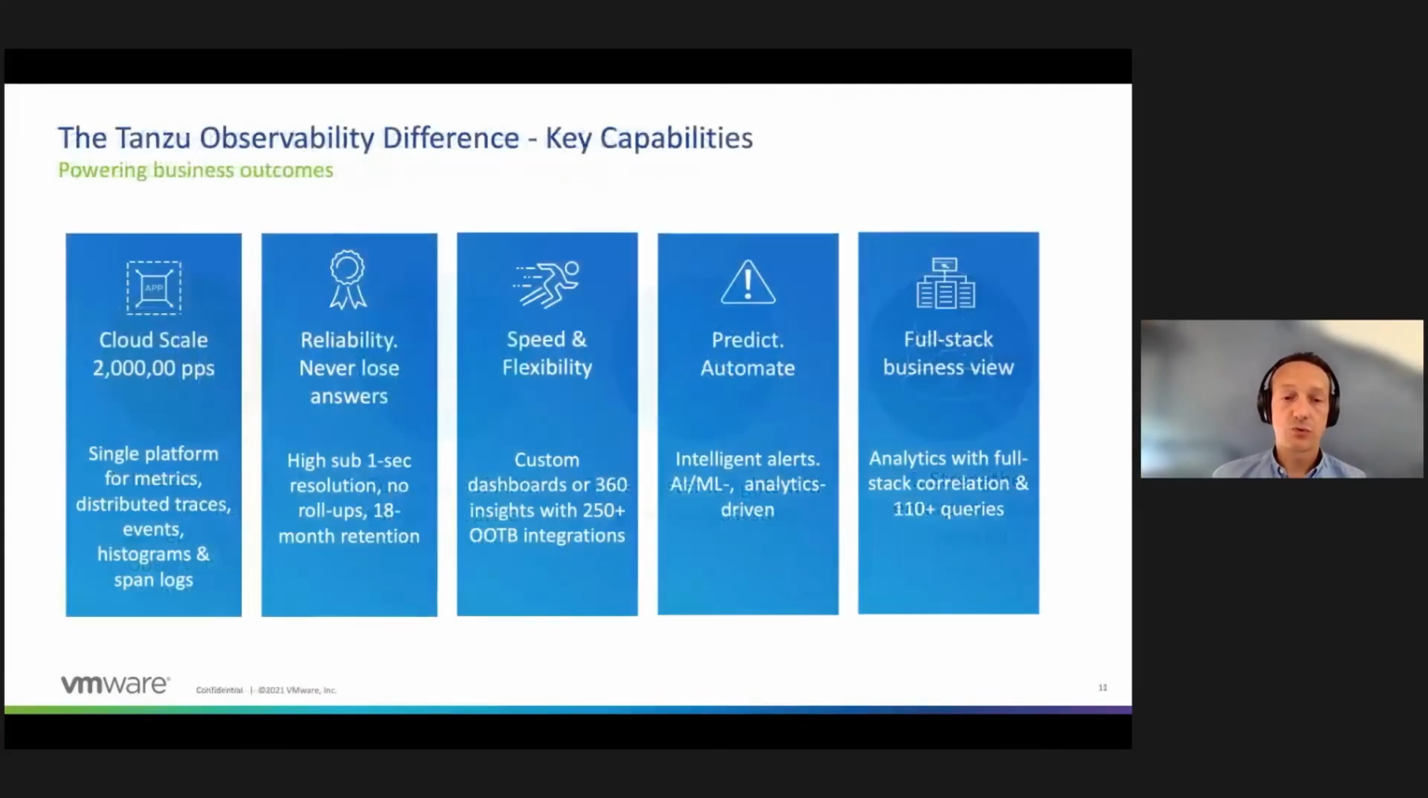To summarize, on the next slide, Tanzu Observability distinguishes itself by the high level of scale it can offer. We can run up to 2 million points per second without any challenge, and we have large organizations relying on Tanzu Observability for the daily monitoring of the platform. Another interesting aspect is that we provide no rollup, meaning any organization can go back up to 18 months in time at granular level to understand any event that happened on the platform, providing rich analytics capability.